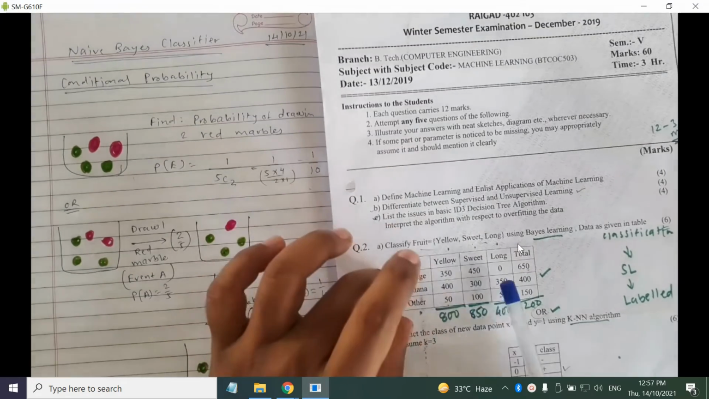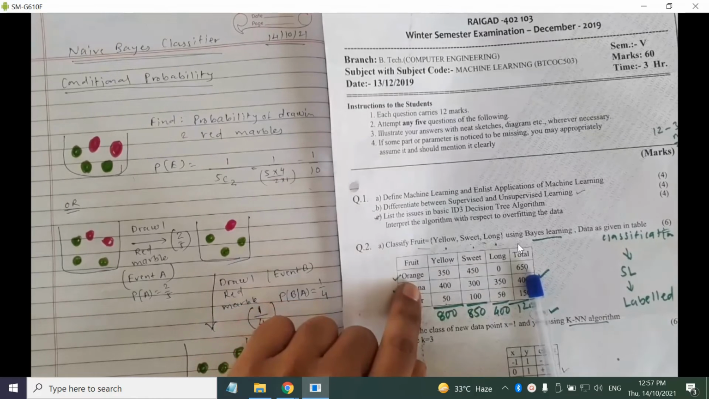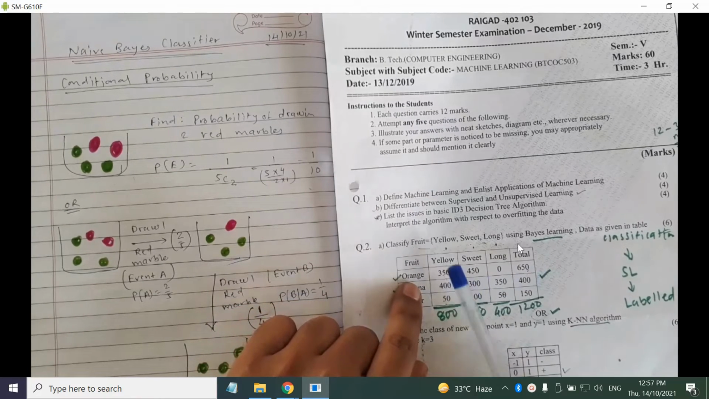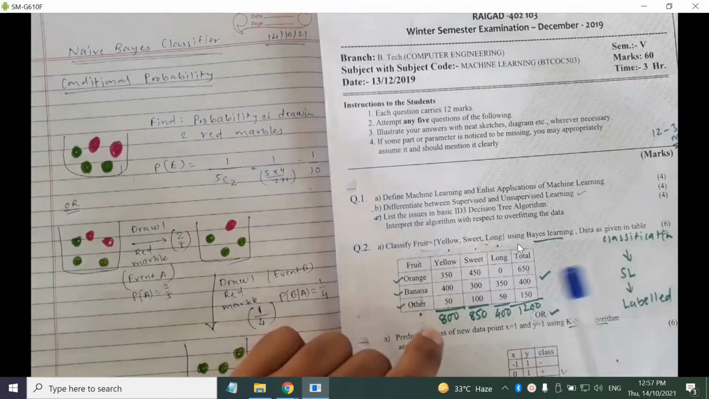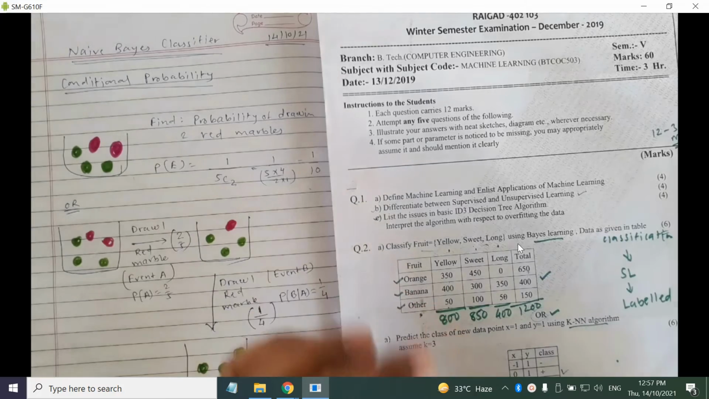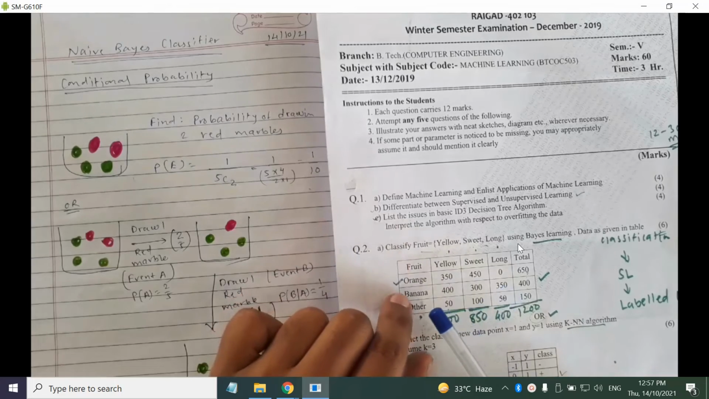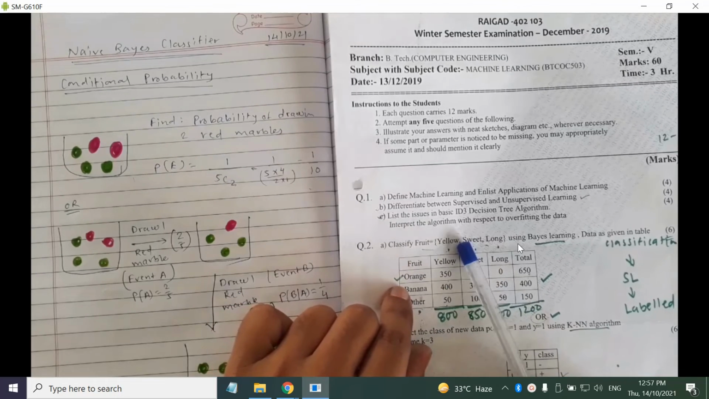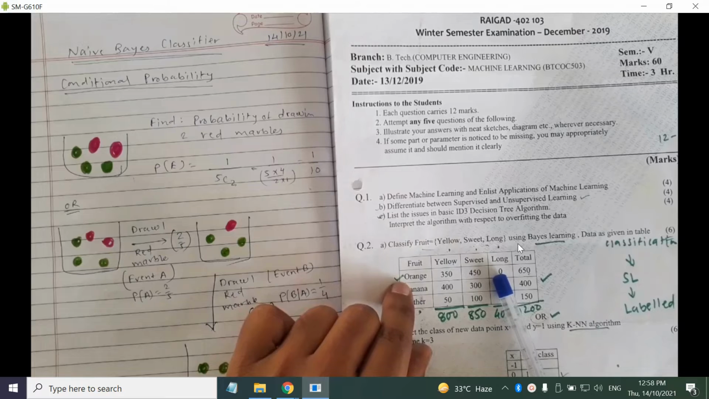We tried to understand that statistics. 650 oranges are given. Out of that, 350 are yellow, 450 are sweet, 0 are long. So this is the meaning of this table. First you should understand the table, and from that we have drawn the conclusion also. There is very less probability of this fruit being orange. Why? Because there is no long sample here, right? समझा?